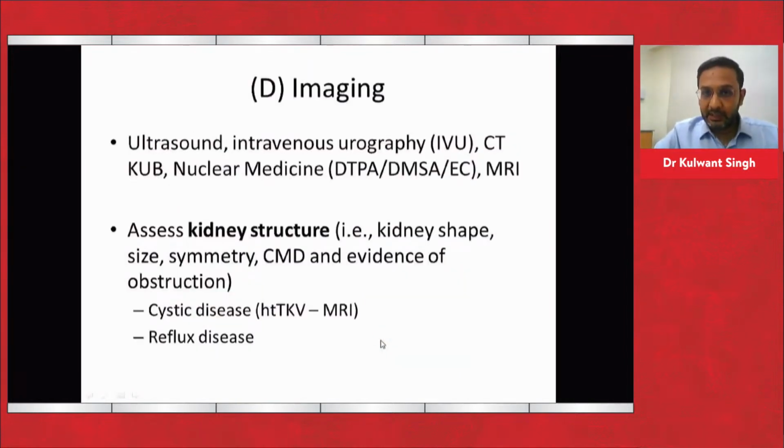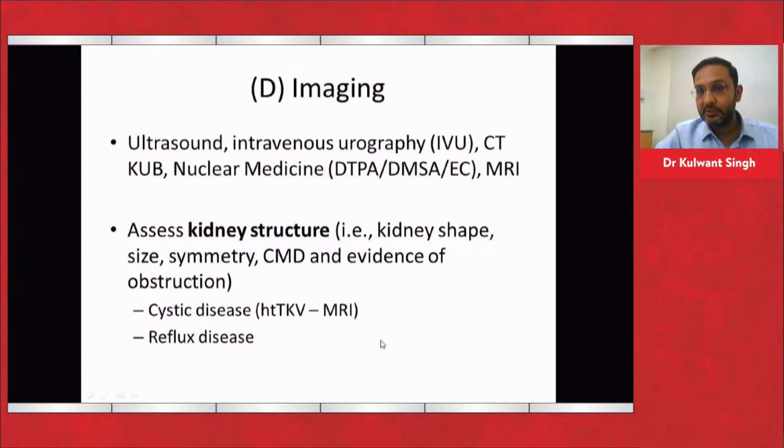Apart from that, a few other things which help in our diagnosis are the imaging modalities like ultrasound, CT scan, and nuclear methods, which can help us assess the kidney structure, like what is the shape, what is the size, and even when the size and shape are normal, what is the corticomedullary differentiation, and whether there is evidence of obstruction. Apart from diagnosis, this imaging also helps us in the treatment part.